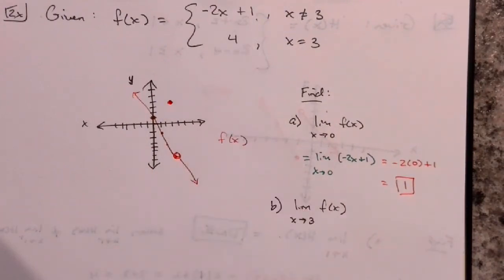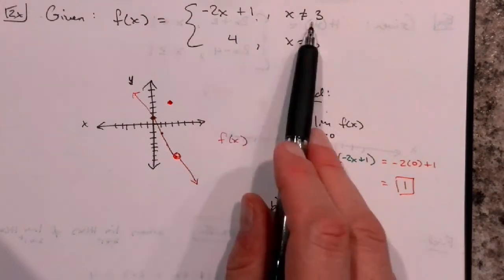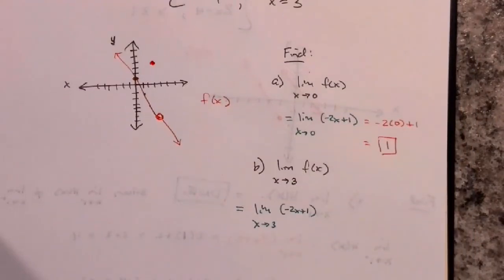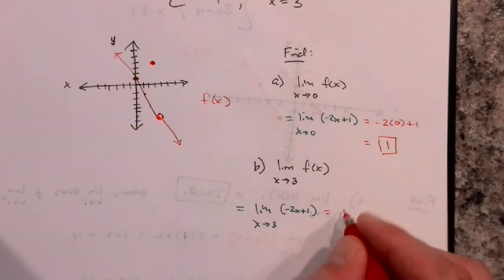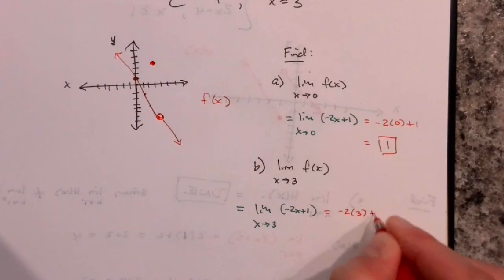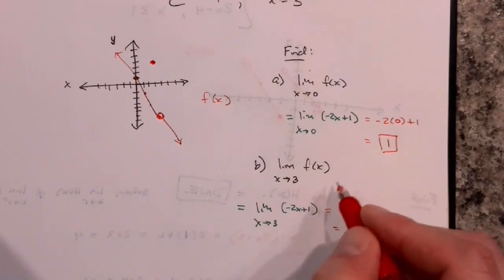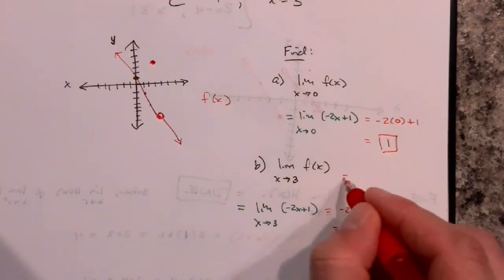In the previous example, we had different values from the left and right. But here, it's the same on the left side of 3 as it is on the right side of 3. So I can actually just take that limit right away. I can say the limit as x approaches 3 of negative 2x plus 1. Since it's a polynomial inside of my function, I'm allowed to substitute right in. So this ends up being negative 2 times 3 plus 1, which equals negative 6 plus 1, which is negative 5. So the limit as x approaches 3 of f of x is going to equal negative 5.